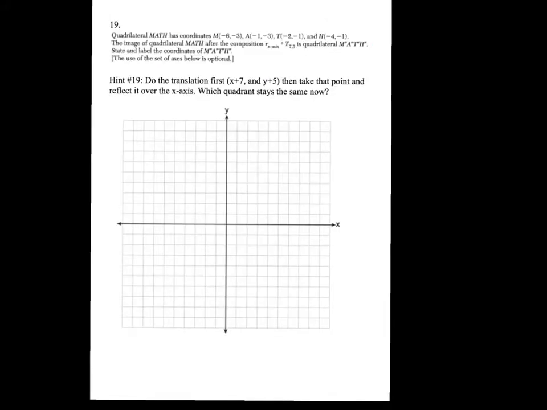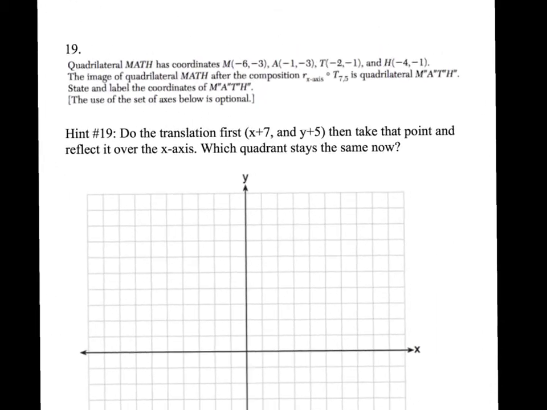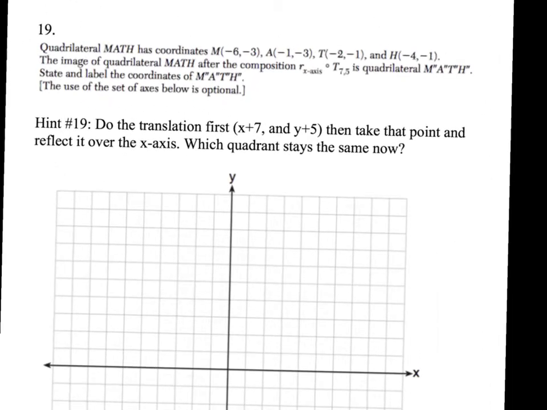Okay, question 19, getting to some questions that maybe take a little bit longer to do. Another composition of functions. So just as I suggested in the last question and in the hint, always begin with the one on the right first and then the one on the left second, and you're working that out. It says using the axes below is optional.